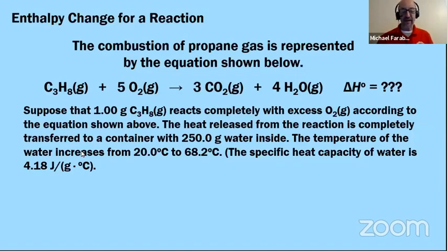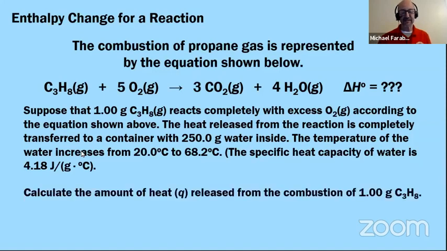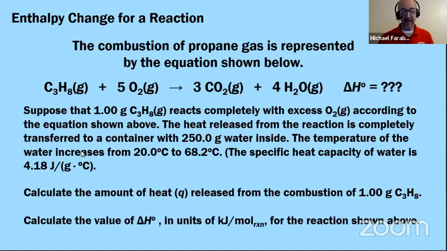The heat that is released from this combustion reaction is completely transferred to a container with 250.0 grams of water inside. The temperature of the water increases from 20.0 degrees Celsius to 68.2 degrees Celsius, and they give us the specific heat capacity of water. So if you remember, Q equals mc delta T. Let's calculate the amount of heat released in this experiment and the delta H.